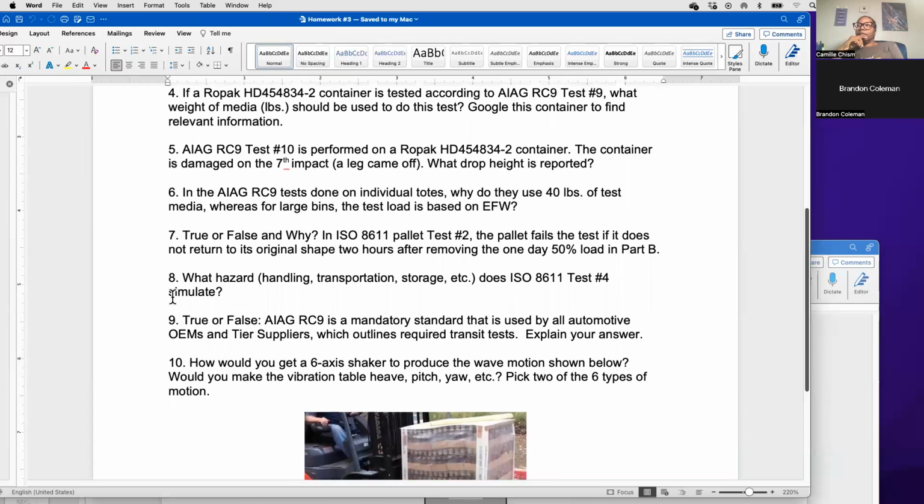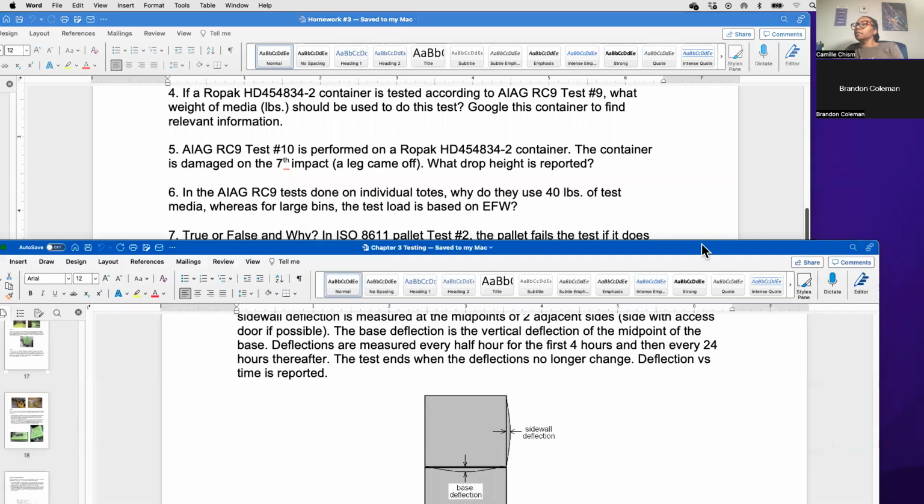And then number 7, is this one true or false? ISO 8611 pallet test number 2. When the pallet fails and doesn't return to its original shape after 2 hours from removing it, is this true or false? So let's go here and look this one up.